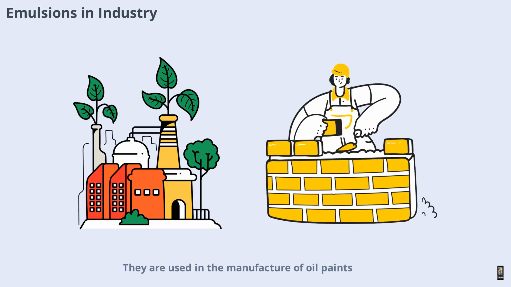They are used in the manufacture of oil paints, where pigments are dispersed in oil and water. Asphalt emulsions are crucial for road construction, providing a stable mixture that can be easily applied and set. The ability to control the properties of emulsions makes them valuable in a wide range of industrial processes.